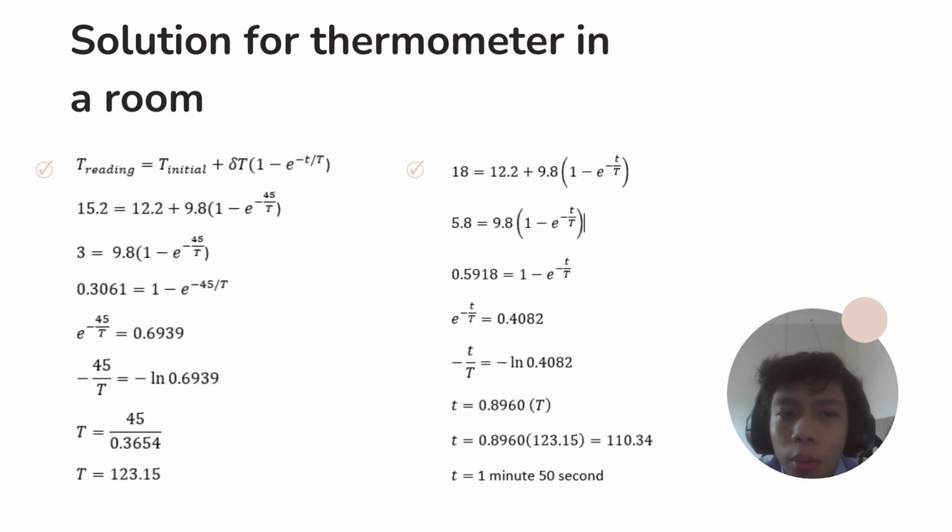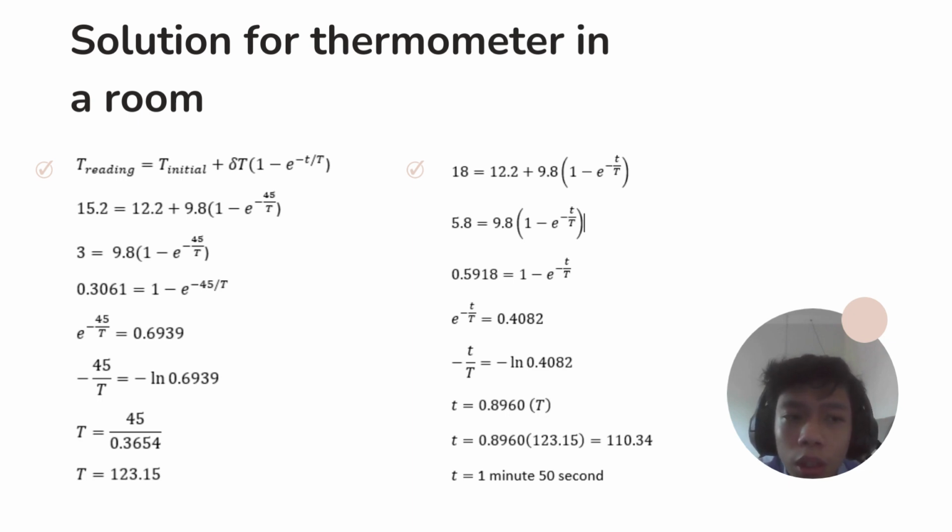Now I will talk about the solution about the thermometer in a room. The room temperature is about 22 degrees Celsius and the thermometer reading is 12.2 degrees Celsius. Now it's brought to the room. After 45 seconds, the thermometer reading is 15.2 degrees Celsius. We need to find how long it takes for the thermometer reading to become 18 degrees Celsius.